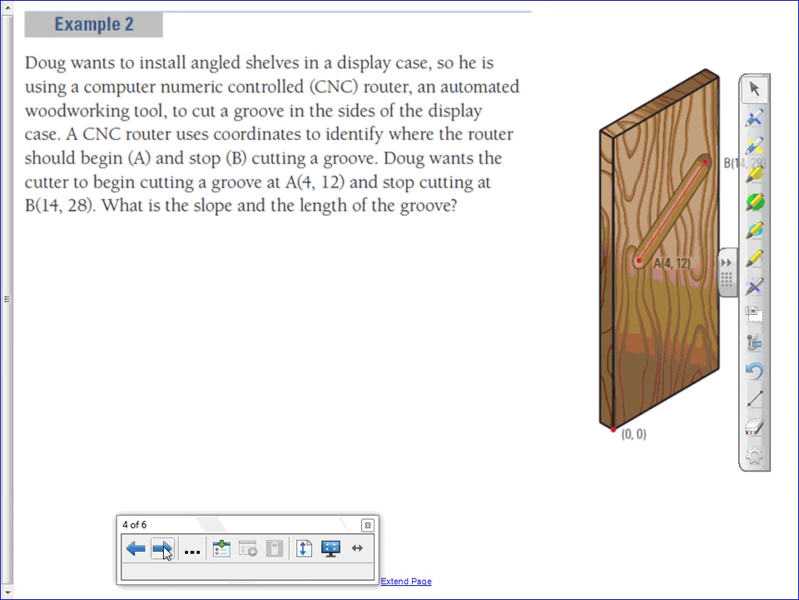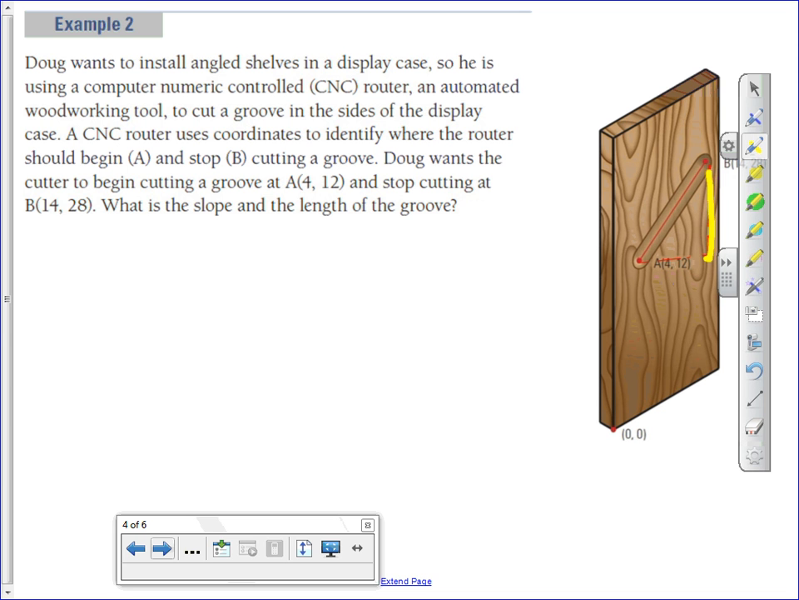Another example here is looking at Doug. I can pronounce that one. What a great name, that's awesome. Anyways, Doug has used a router to create a groove in this board. You can see from point A to B is that groove. We're supposed to figure out the slope of that groove and then figure out how long the groove is. It's a groovy question, isn't it? So you can see I drew on there with the red. Maybe you can't see it as well as I would like. I'll use yellow here instead.